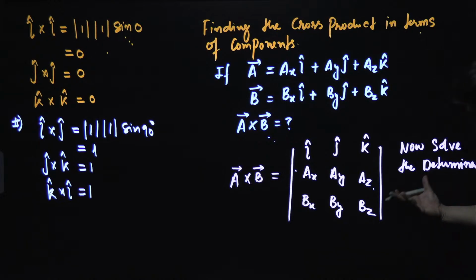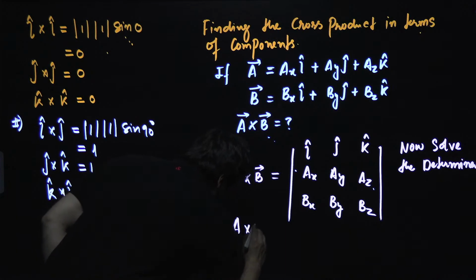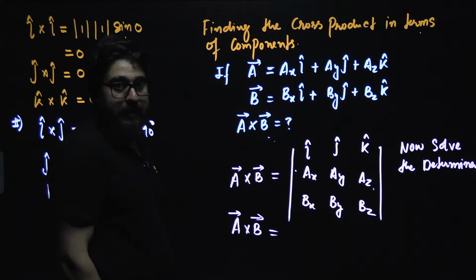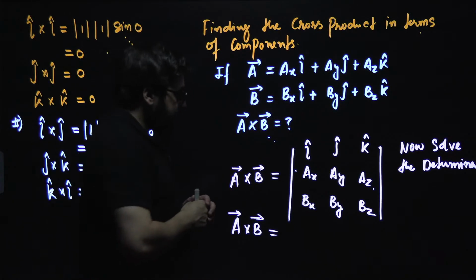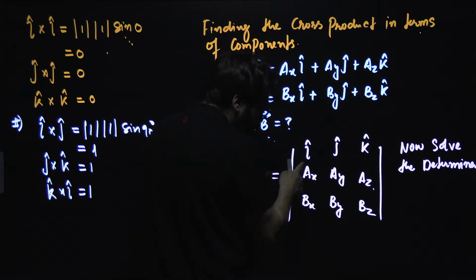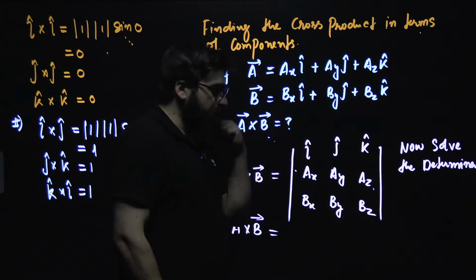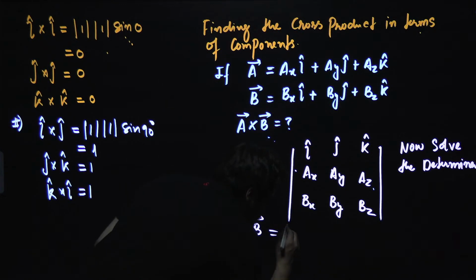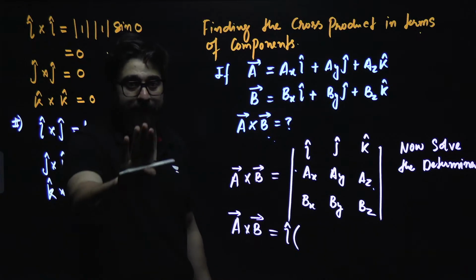Now see, how do we exactly solve this determinant? My dear friends, listen to me very carefully. I'll write A cross B is equal to. Guys, see very carefully. The first thing is, you have to solve this. Let's solve it for I. So this is I cap. We'll solve it for I.